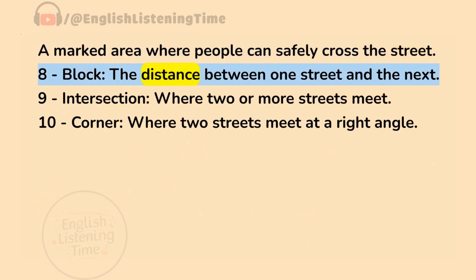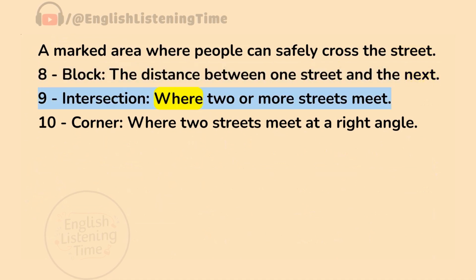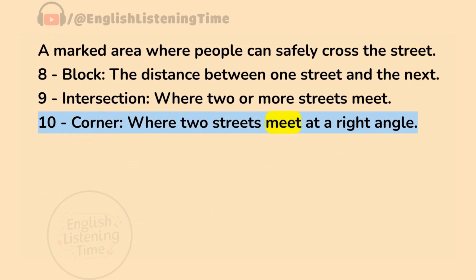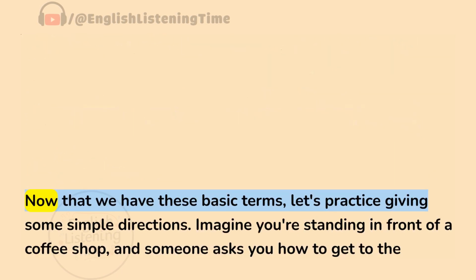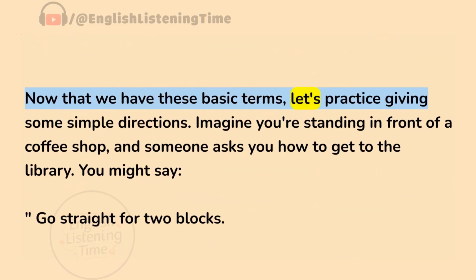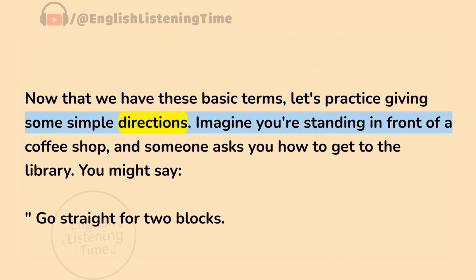8. Block, the distance between one street and the next. 9. Intersection, where two or more streets meet. 10. Corner, where two streets meet at a right angle. Now that we have these basic terms, let's practice giving some simple directions.